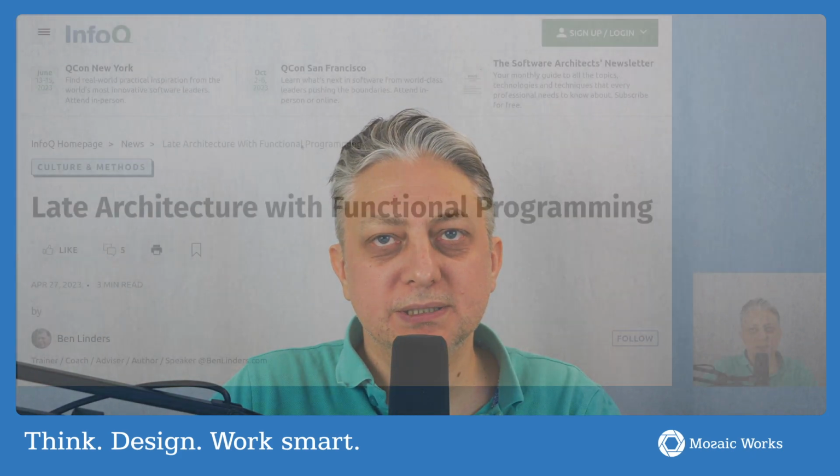And in order to do that, we'll first do a commentary on an InfoQ article called Late Architecture with Functional Programming. And then we will discuss an interesting, already from my view, a classical concept, although it's not used as much as I'd like to, which is a functional core and imperative shell. All right, so let's get started.